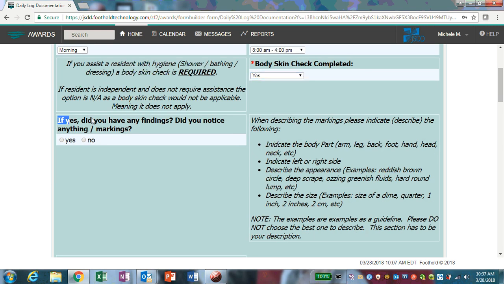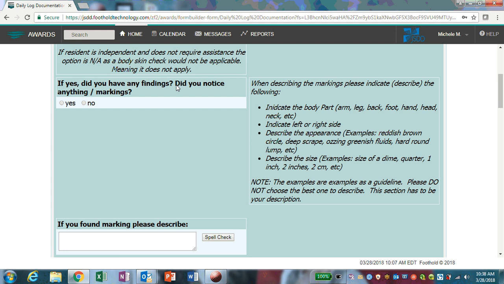Then this becomes required if I answer yes. If yes, did you have any findings? Did you notice anything like markings? Yes or no? I'm going to go ahead and put yes again to give us an example.